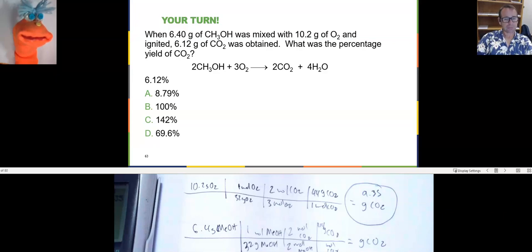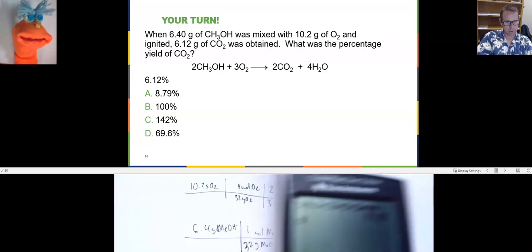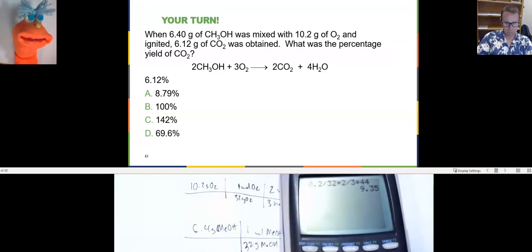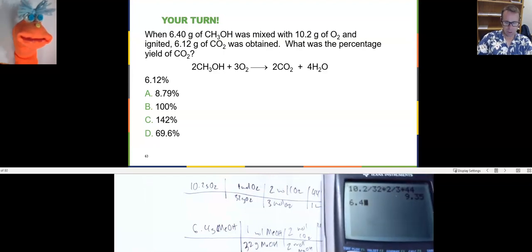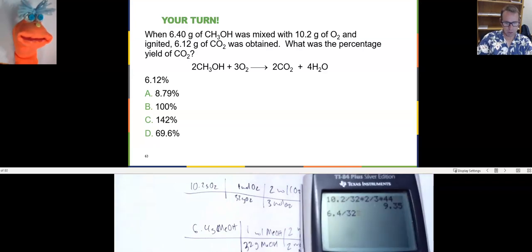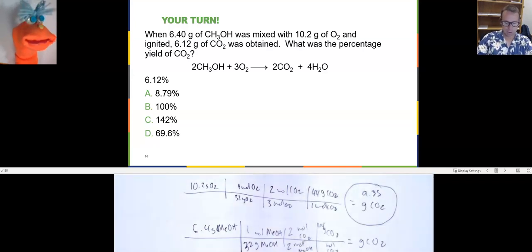So 6.4 divided by 32 times 2 divided by 2 times 44. I'm going to skip that part. Times 44. 8.8? Yeah, 8.8 grams of carbon dioxide.